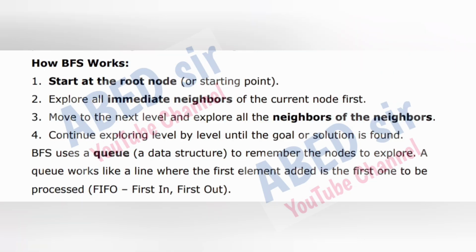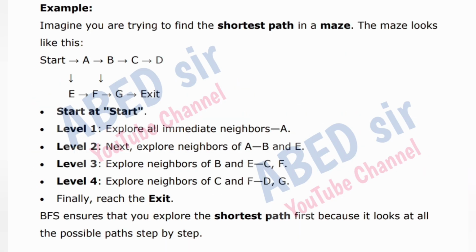How BFS works. 1. Start at the root node, or starting point. 2. Explore all immediate neighbors of the current node first. 3. Move to the next level and explore all the neighbors of the neighbors. 4. Continue exploring level by level until the goal or solution is found. BFS uses a queue, a data structure, to remember the nodes to explore. A queue works like a line where the first element added is the first one to be processed, FIFO, first in, first out.